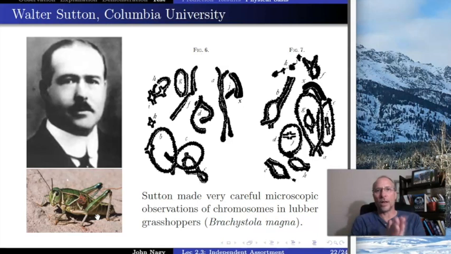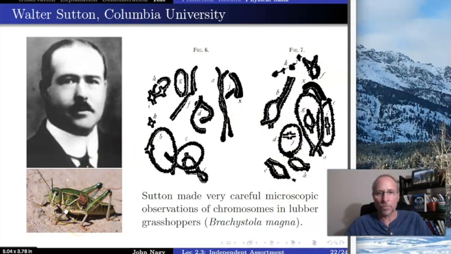Chromosomes were not discovered until after Mendel died. Mendel knew nothing about chromosomes. In fact, he barely knew anything about cells. It's not even clear he knew what cells were. And this guy was one of the first people ever to study chromosomes. Here are some of his earliest drawings of the chromosomes that he was able to obtain from this type of creature.